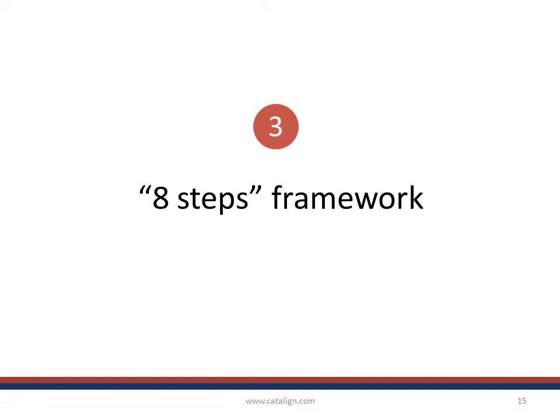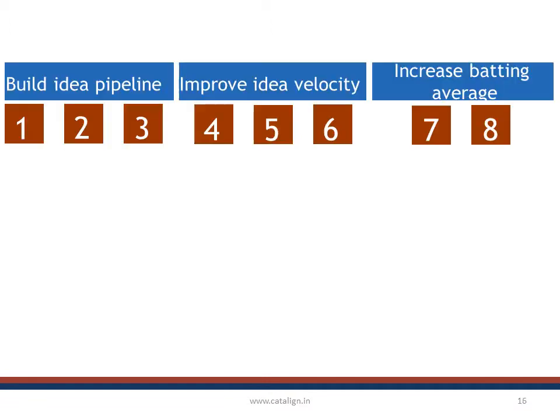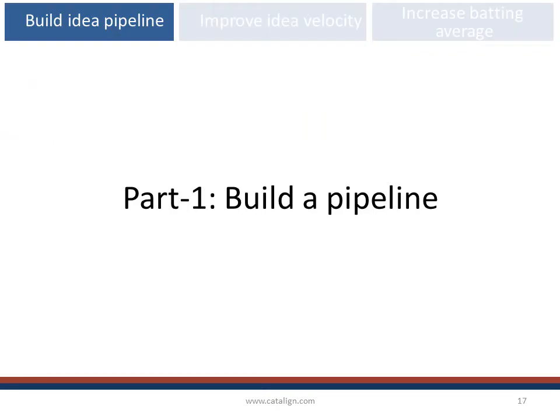Now let's look at the 8 steps framework. The 3 problems, which are pipeline, velocity and batting average, were responded to with 3 steps for pipeline, 3 steps for velocity and 2 steps for batting average. Now let's look at each of these steps briefly. Part 1 is building a pipeline.